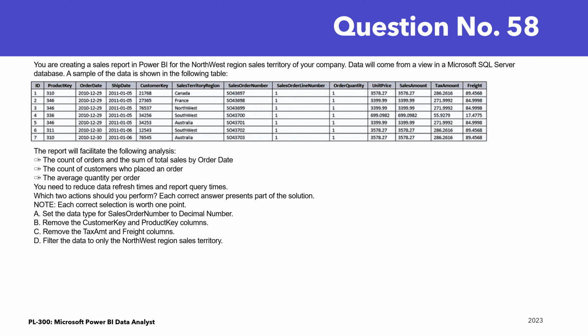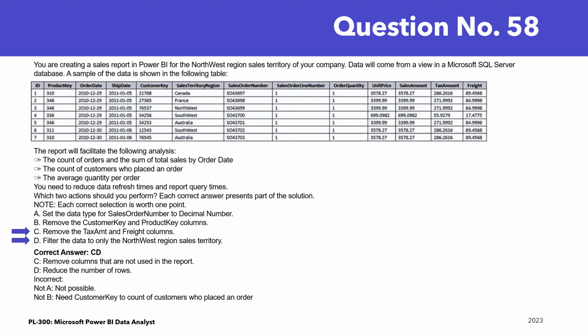You need to reduce data refresh times and report query times. Which 2 actions should you perform? Each correct answer presents part of the solution. Note: each correct selection is worth 1 point. A. Set the data type for sales order number to decimal number. B. Remove the customer key and product key columns. C. Remove the tax amount and freight columns. D. Filter the data to only the Northwest Region sales territory. Correct answer: C and D.